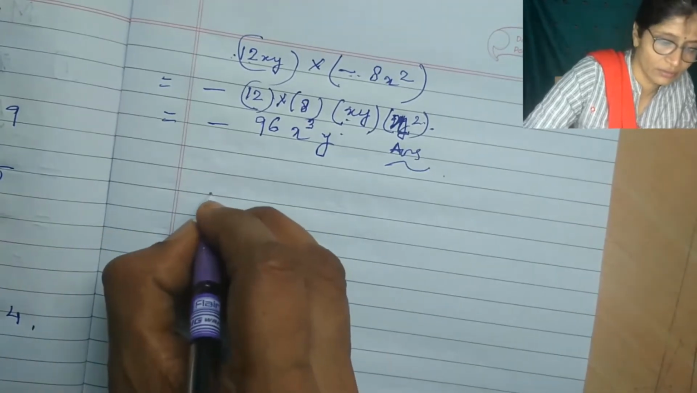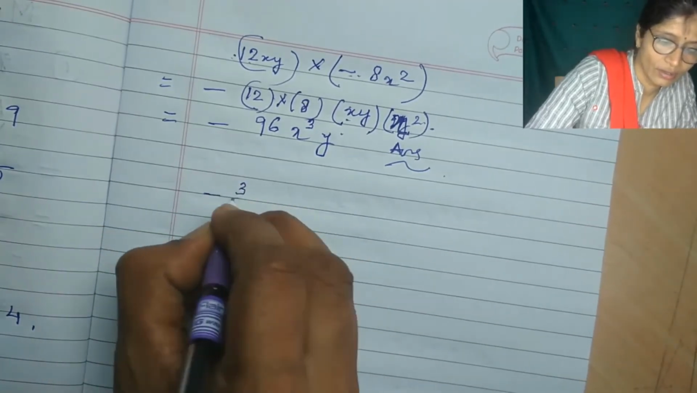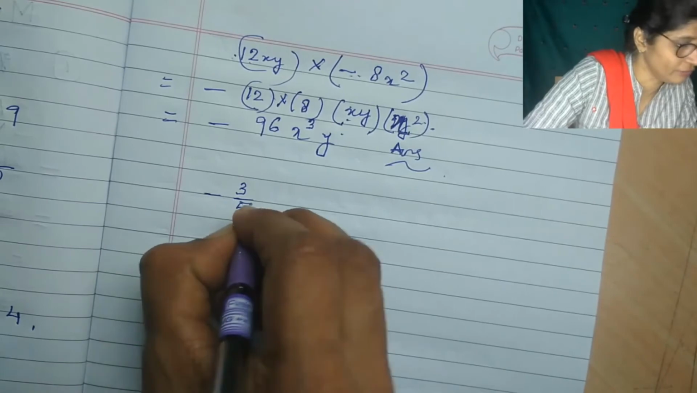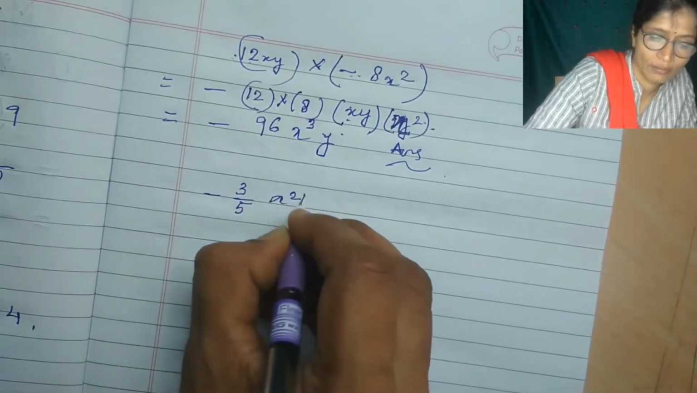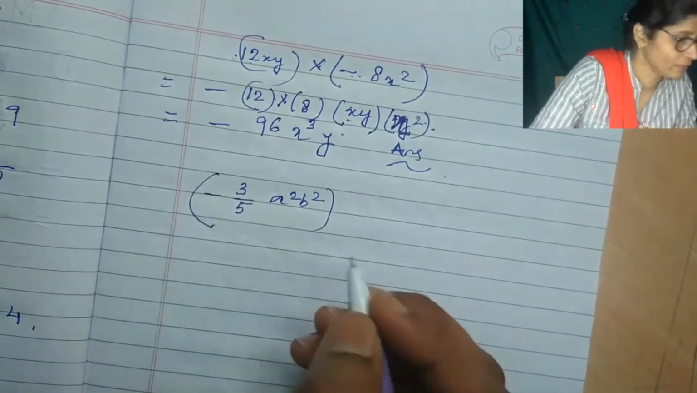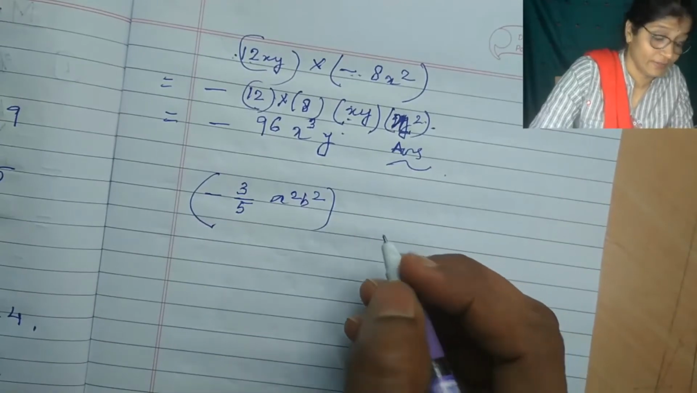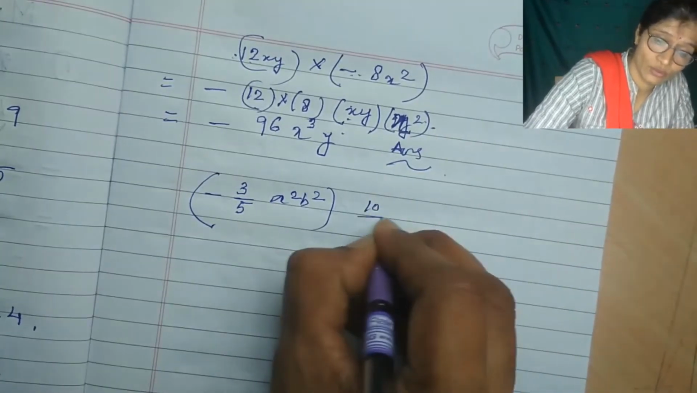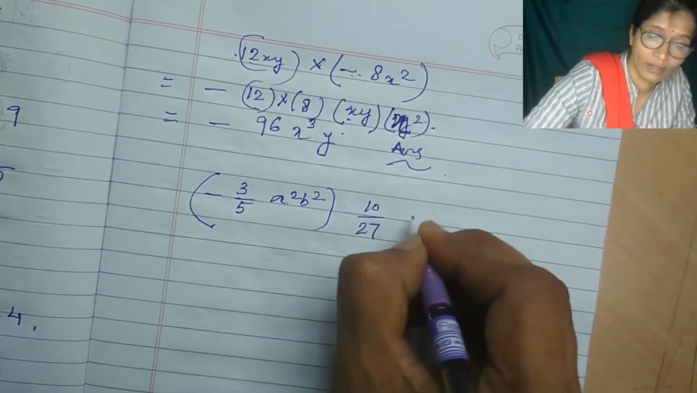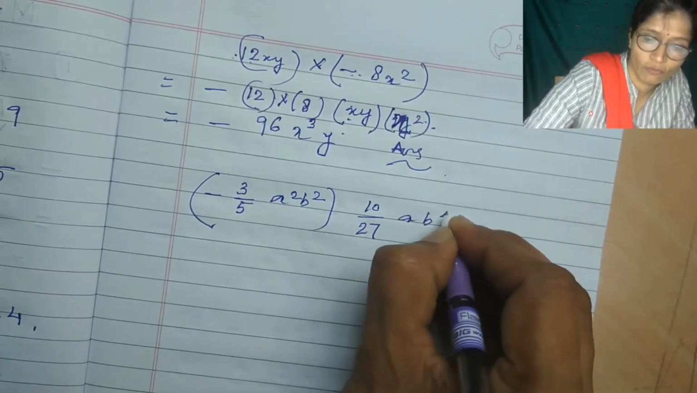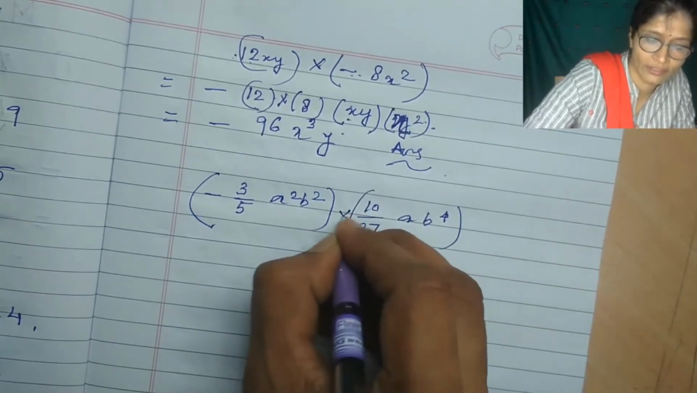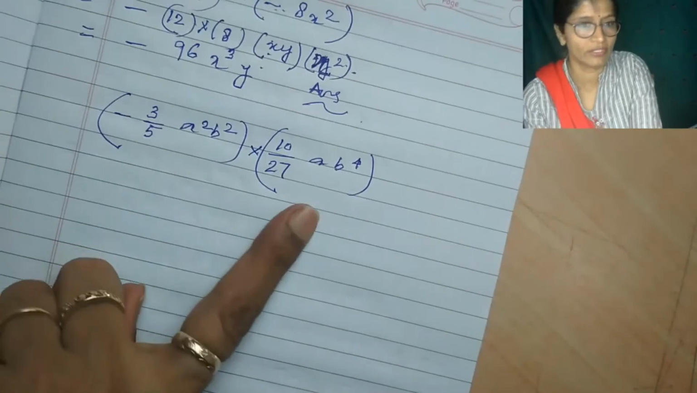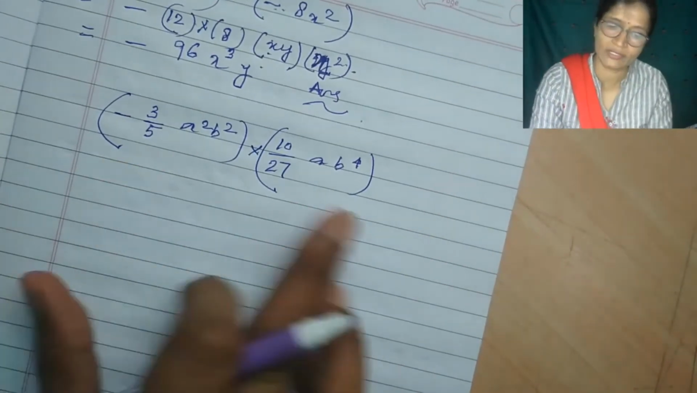The sum is minus 3 divided by 5 a square b square, multiplied by 10 divided by 27 a b to the power 4. Okay, you have to multiply this one by this. This is a monomial, and this is again a monomial.